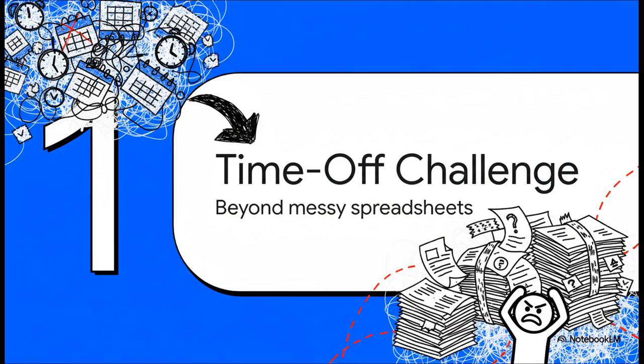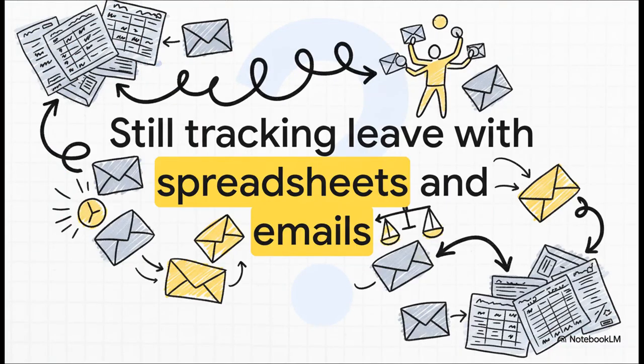All right, let's kick things off with a problem that probably hits close to home for a lot of you. We're talking about the old way of doing things, messy spreadsheets, manual updates. It's not just clunky, it's a breeding ground for mistakes, and honestly, a huge source of frustration for pretty much everyone involved. Does this scene look a little too familiar? Juggling different spreadsheets for different people, digging through endless email chains trying to find an approval, manually updating leave balances. It's so inefficient, right? It's frustrating, and it's just a massive time sink for managers and employees alike.